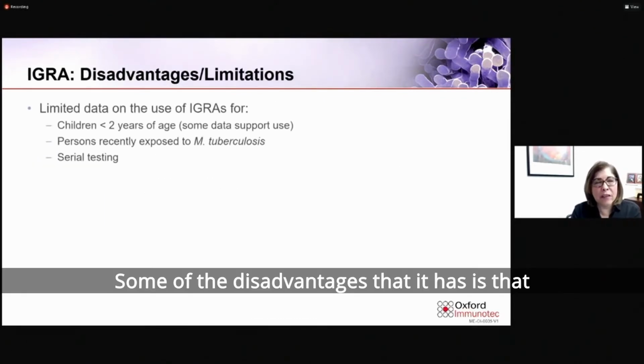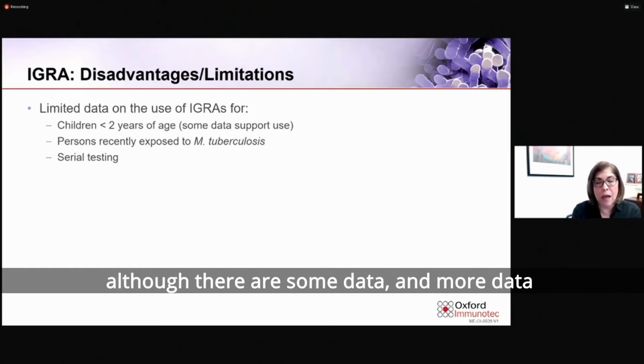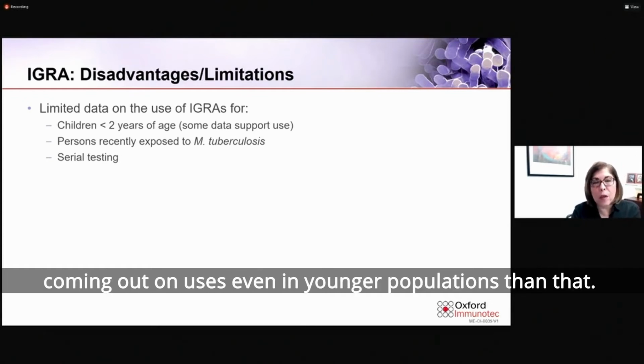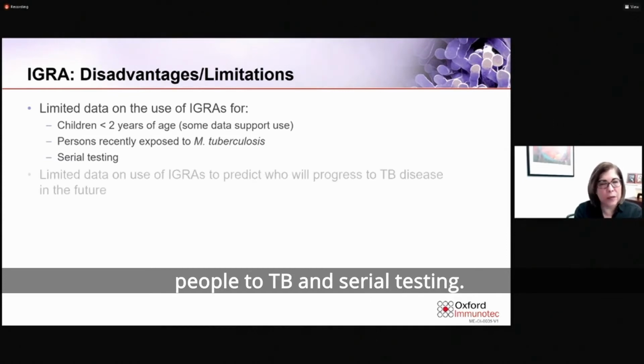Some of the disadvantages are that there's limited data on the use in children less than 2, although there are some data and more data coming out on use even in younger populations than that. Also, there is limited data on recently exposed people to TB and on serial testing.